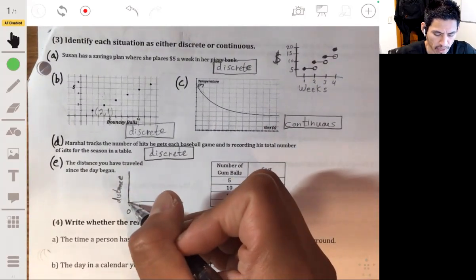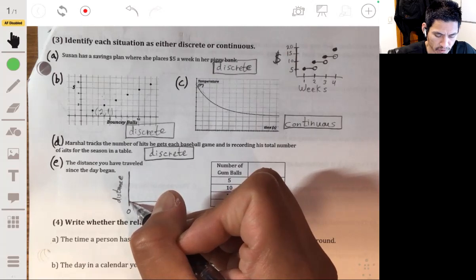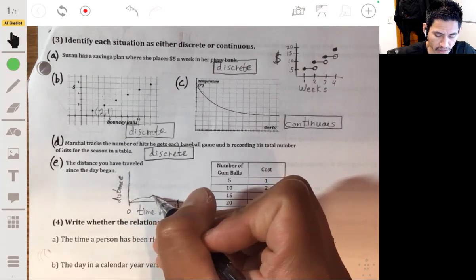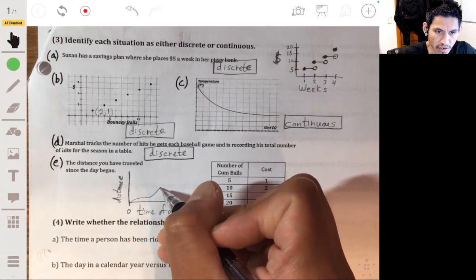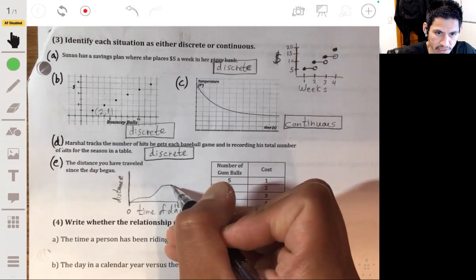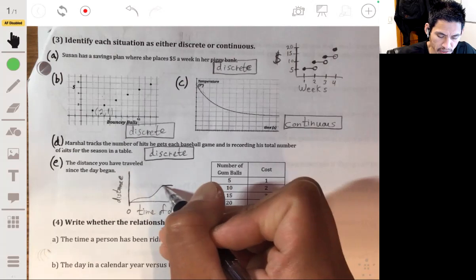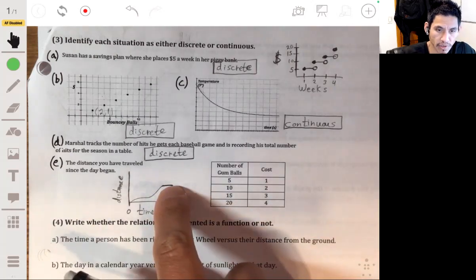Now, maybe at the start of the day, you're moving pretty slowly, so you're not covering much distance very fast. And then you go to school, and you have to drive in a car, then you're at school and you sit in your class. And maybe you're going to be in a class for an hour at a time.